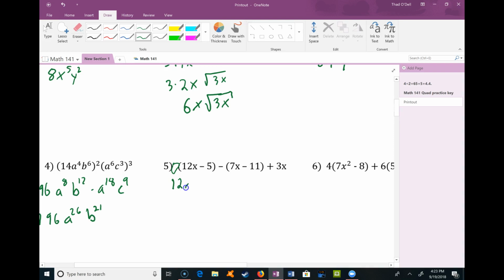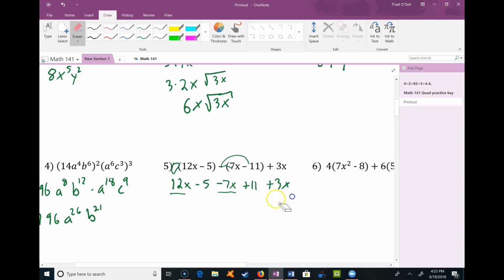So I can still write 12x minus 5. There's nothing different about it. But this becomes a minus 7x and a plus 11. And of course, there's just a plus 3x on here. So that negative applied to that guy and that guy. Okay, then I look for like terms. Well, I have 12x, negative 7x, and 3x.